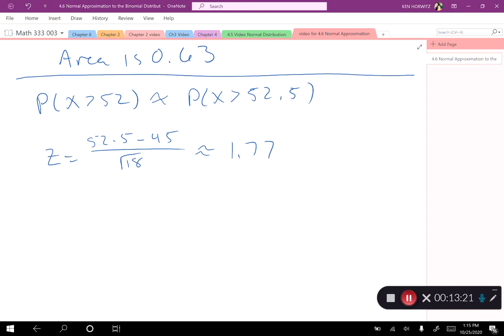All right, so I'm hoping you found the right area, did 1 minus that area, and I got an answer of 0.0384 as my area. All right.